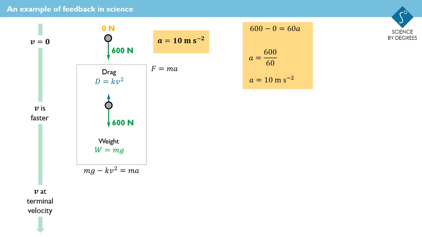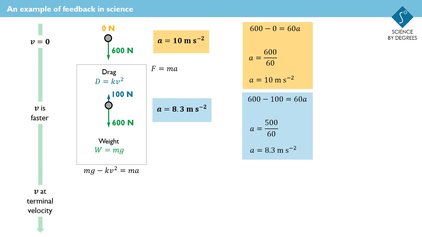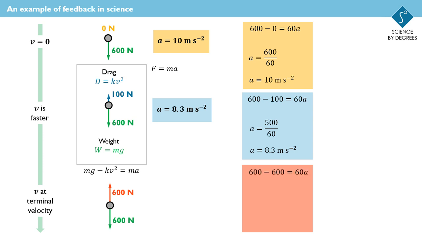So we can repeat this process now for an intermediate part of the motion where the object is already travelling. There's still 600 newtons of weight, but there's some drag now. Let's call it 100 newtons. The calculation is exactly the same, except that instead of no drag, there's now 100 newtons of drag. That reduces the resultant force to 500 newtons, and that reduces the acceleration to approximately 8 and a bit meters per second squared. Now eventually the drag is going to increase to the point where it balances the weight, and at that point there is no resultant force, so the acceleration is also 0. Doing the calculations at these 3 particular points makes it easier to understand the evolution throughout the whole journey.